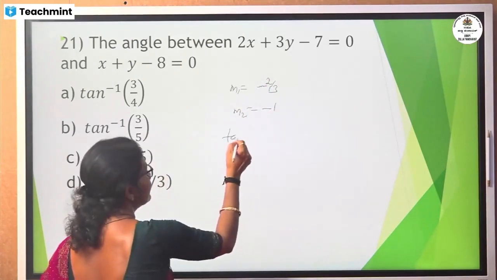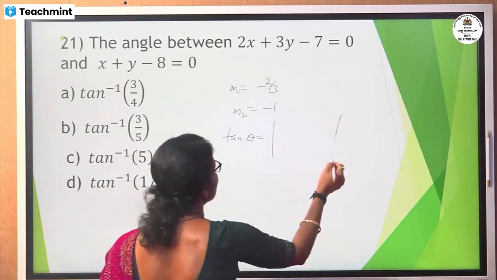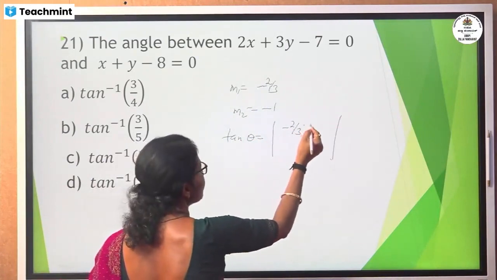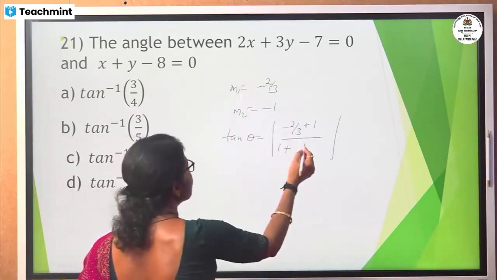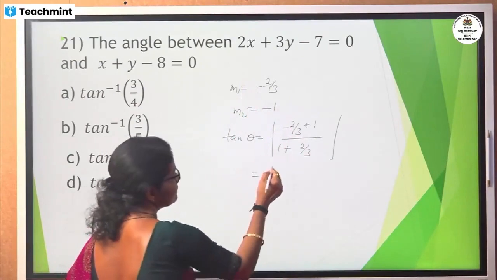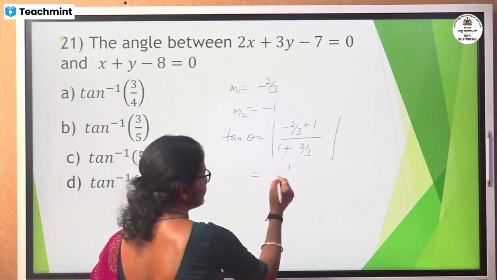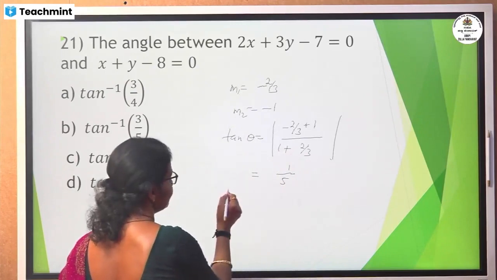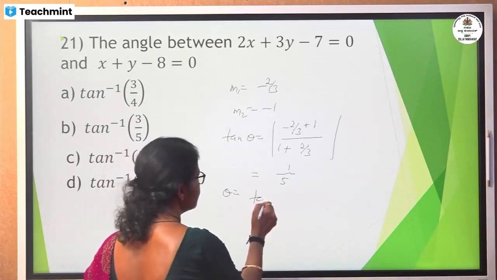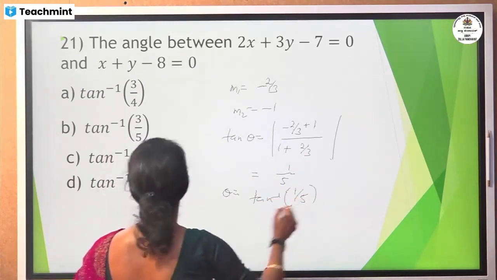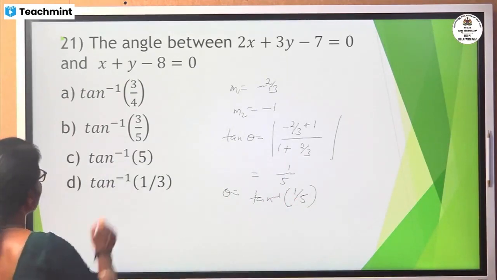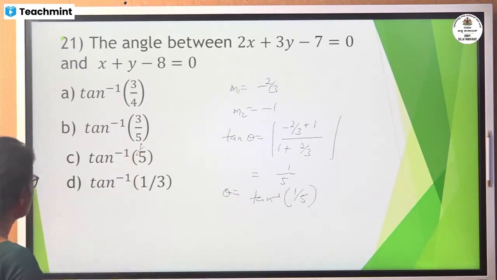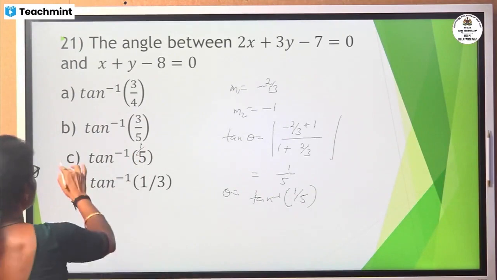So tan theta equal to modulus of (M2 minus M1) divided by (1 plus M1 M2). That is (minus 1 plus 2 by 3) divided by (1 plus the product of these two, that is 2 by 3). Simplify this, we'll get minus 3 plus 2, that is 1, over 3 plus 2, that is 5. So tan theta is equal to 1 by 5. Theta is equal to tan inverse of 1 by 5. Option C.